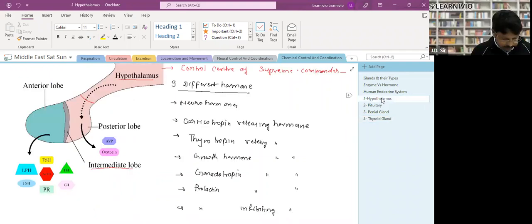Hypothalamus gland, female gland. Let's delete it. We were supposed to start.